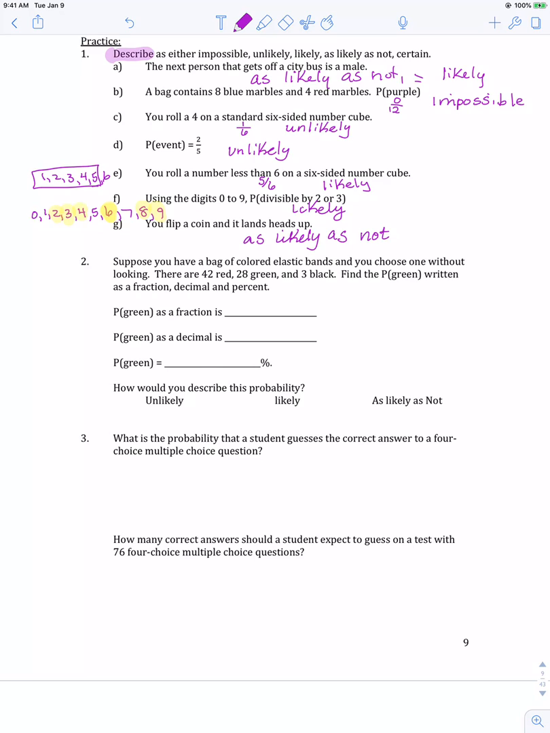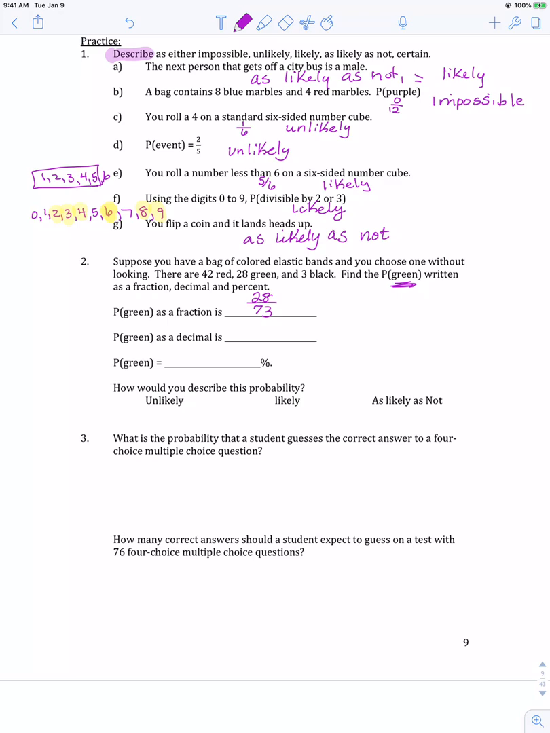Okay, number 2. Suppose you have a bag of colored elastic bands and you want to choose one without looking. There are 42 red, 28 green, and 3 black. We want to find the probability of green. So my fraction, the top number, would be what is green, which is 28. The bottom number, I would need to add up all of my bands that I'm dealing with to see what the total is. So you would add 42, 28, and 3. And what you get there is 73.